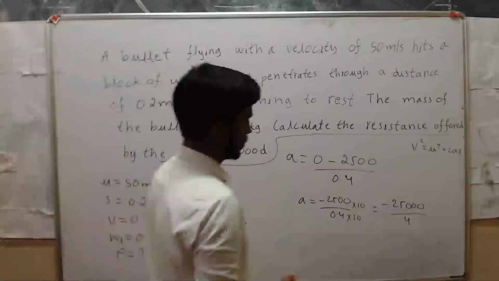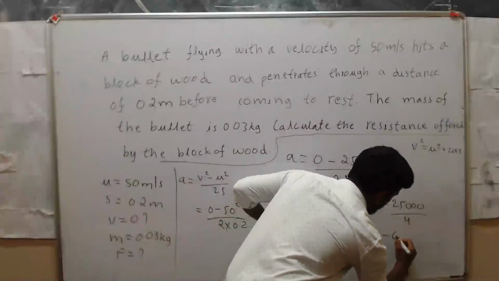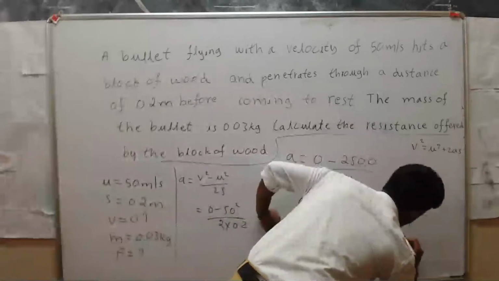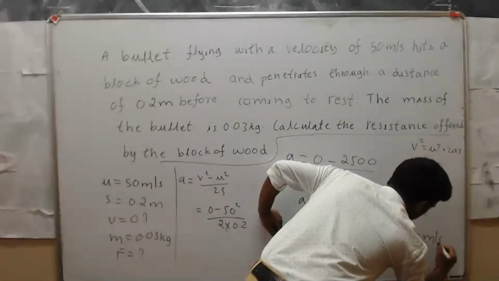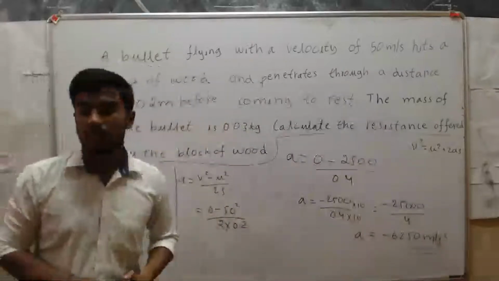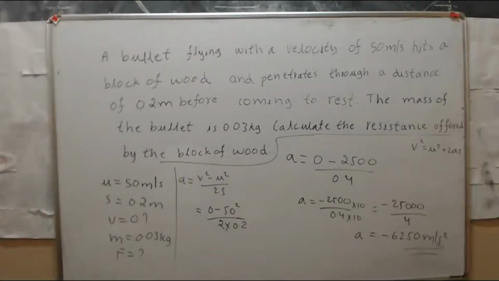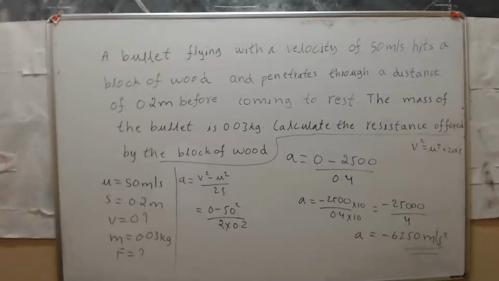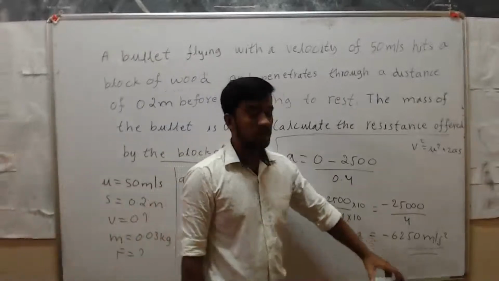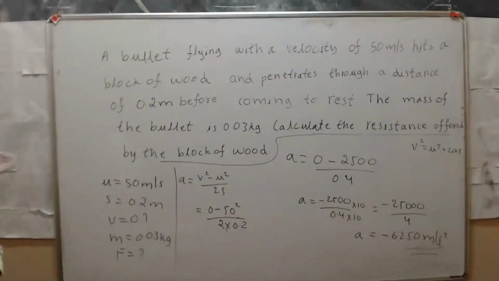Okay, yes, so here what is the answer? I write here, acceleration is equal to minus 6250 meter per second square. Yes, correct. Minus 6250 meter per second square. So now here we got a minus, right? Why? Because the applied force is against the direction of the bullet. Okay. Calculate force.